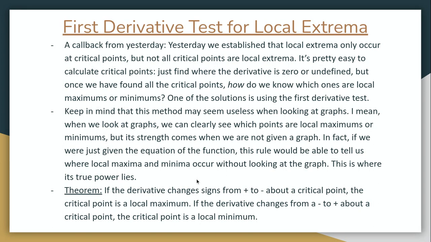Okay. So the theorem the textbook outlines is the following, and I recommend you write this down, but if not, it's pretty intuitive, so do whatever you want. It says, if the derivative changes signs from positive to negative around a critical point, there's a maximum there. If the slope is positive, gets to a point, and then goes negative, you can see how that's a maximum. And the opposite is for minimum. If the derivative changes from negative to positive about a critical point, the critical point is a local minimum.